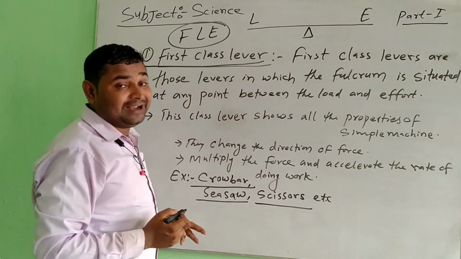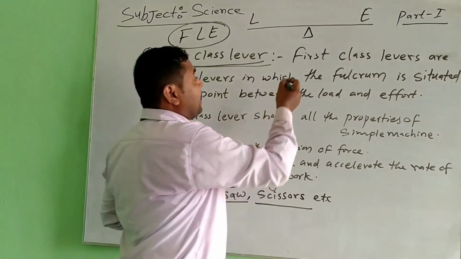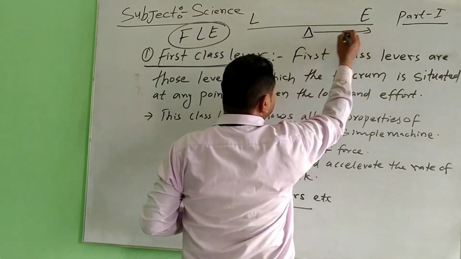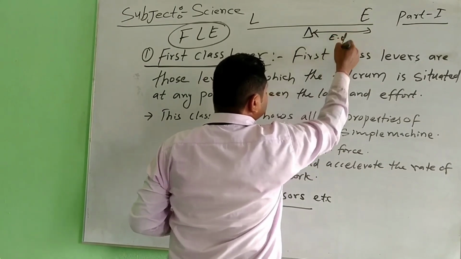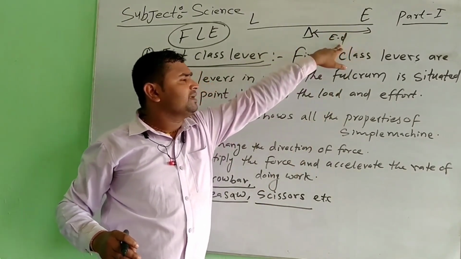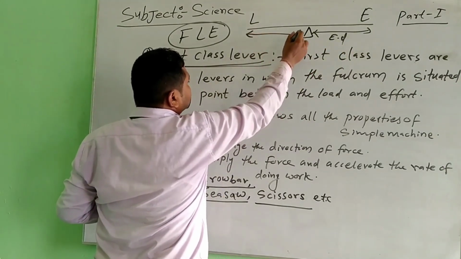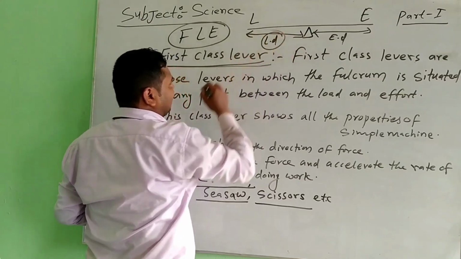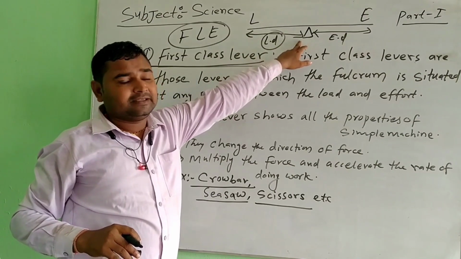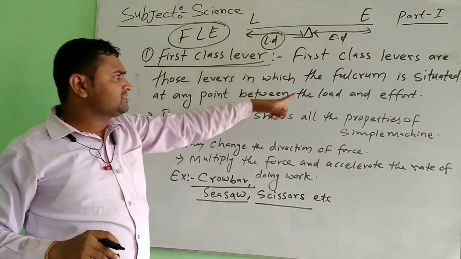These are all examples of the first class lever. Now, I already told you about the distance: the distance between the fulcrum and the effort is called the effort distance. And the distance between the fulcrum and the load is called the load distance. Yes or no? In the first class lever, the fulcrum lies in the middle between the load and the effort.